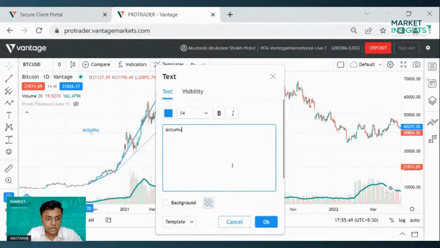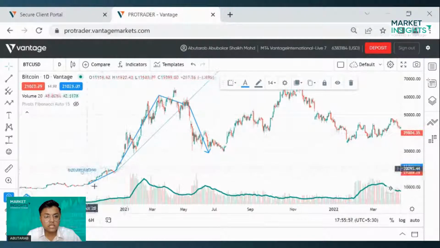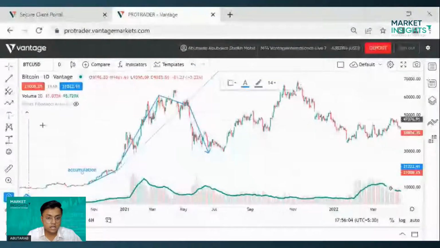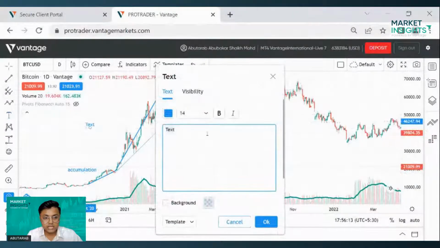So the first one we read about was accumulation. This one is accumulation here, where institutional investors, astute investors are coming in, who think that a particular asset is underpriced, and they are coming in to buy it so that in the future they can get profits.